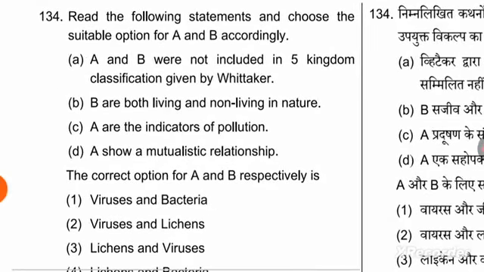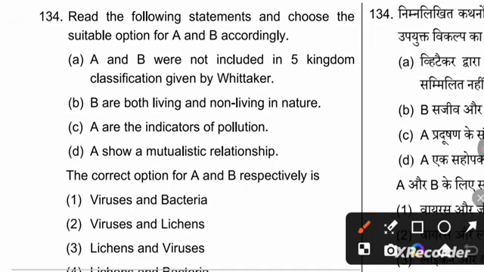Read the following statements and choose the suitable option for A and B accordingly. What is that? Let us see. A and B were not included in the five kingdom classification of R.H. Whittaker. B are both living and non-living. Both living and non-living, what? Viruses. And along with viruses, lichens are not included.